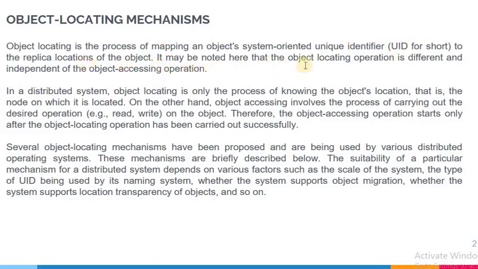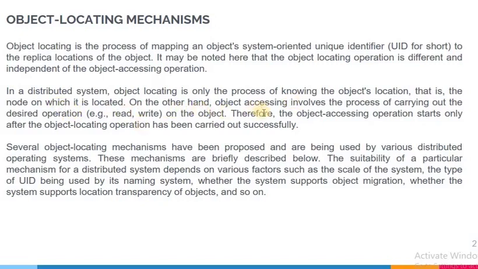It may be noted here that the object locating operation is different and independent of the object accessing operation. What this means is that locating a particular object is a separate activity, and accessing the particular object, maybe to do read and write operations, is a different activity. They are separate. In a distributed system, object locating is only the process of knowing the object's location, that is, the node on which it is located, the particular computer which has the particular object.